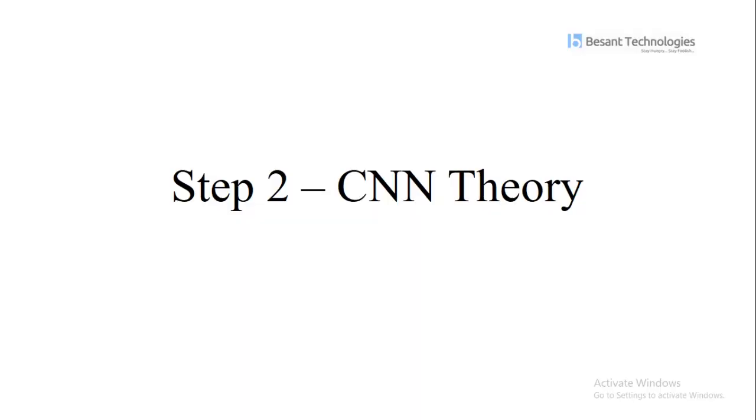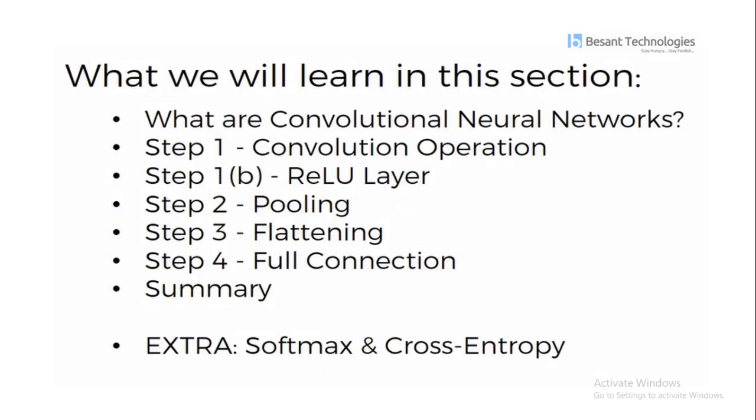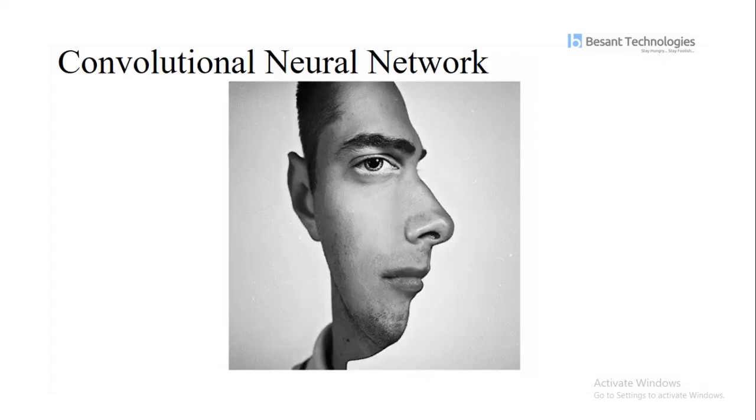So now we are going to discuss CNN. So what is the CNN? That's nothing but convolutional neural networks. In this section we are just going to discuss the convolutional operation, the ReLU layer, pooling, flattening, and then full connection. Apart from that, we need to discuss cross entropy and softmax.